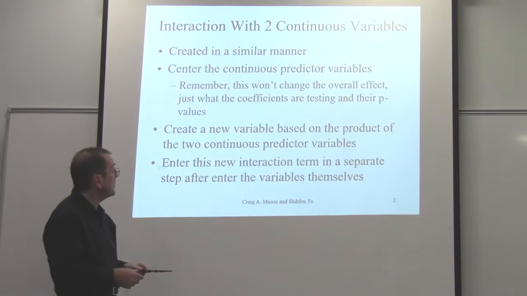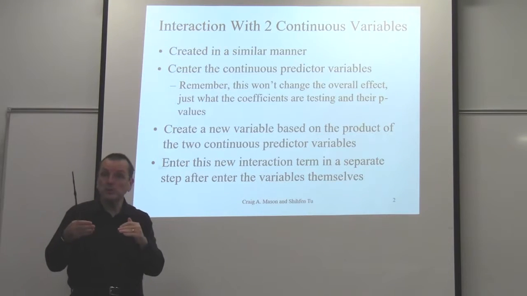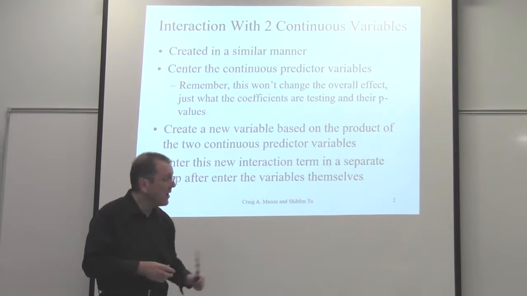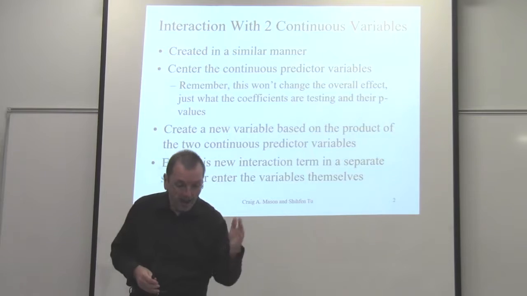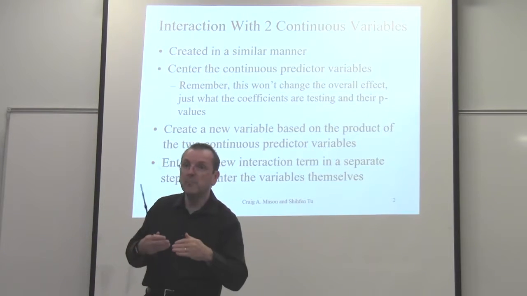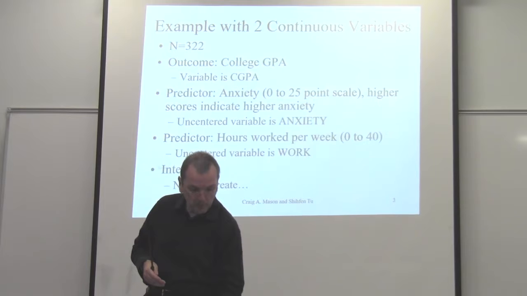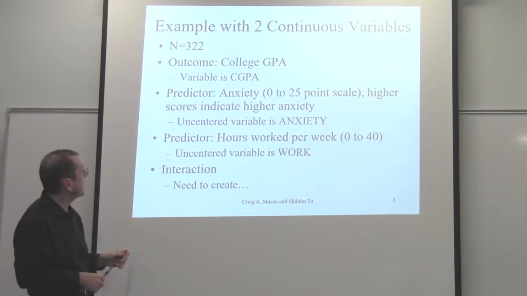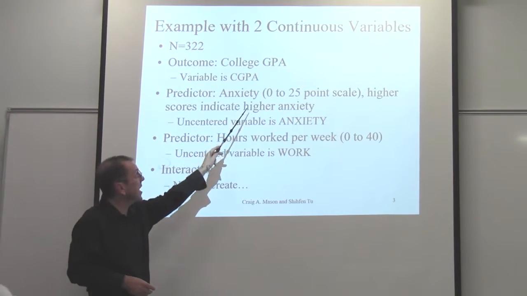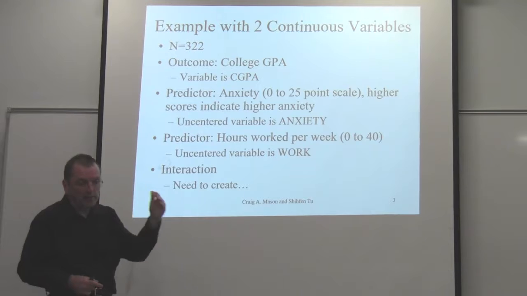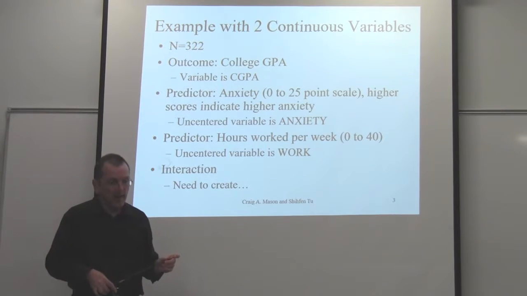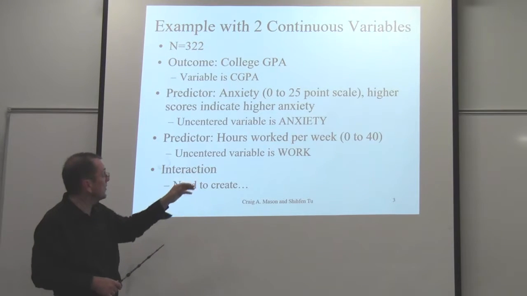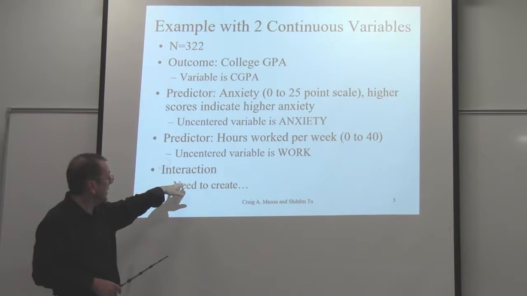You then create a new variable based on the product of those two continuous variables. You multiply them together to create a new interaction term, just like before, and then you enter that as a separate step after the main effects themselves. Let's go through a quick example. I want to look at college GPA. One predictor is anxiety on a 25-point scale, where higher scores indicate more anxiety. The second variable is hours worked per week, 0 to 40, and then the interaction.